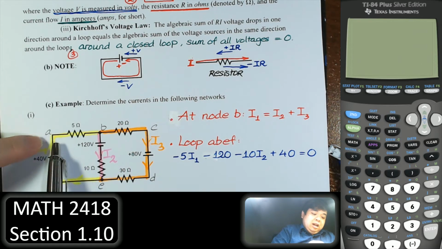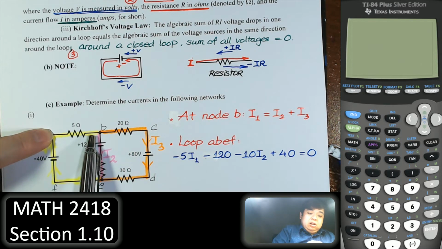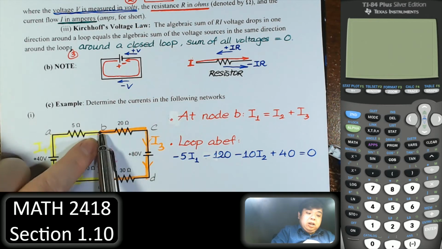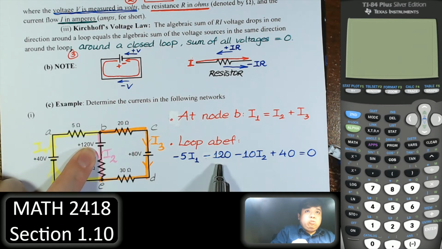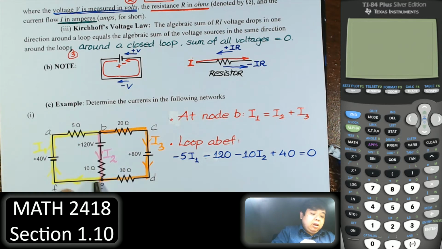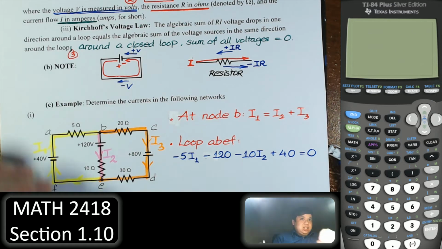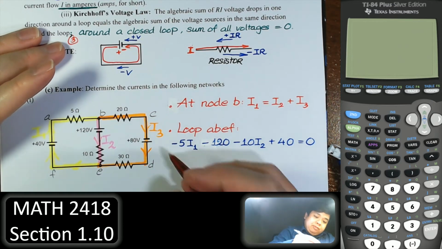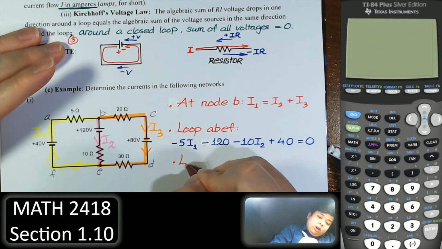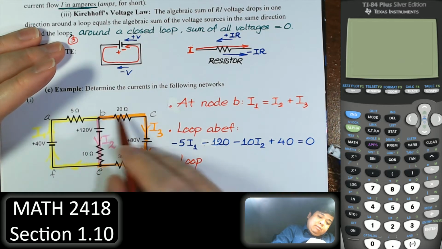Once again, same thing with the current. Subtract 5 times the current, go against the power source, subtract 120, and then go with the power source, plus 40. Right, that is the loop A, B, E, F. Now look at the different loop, B, C, D, E.